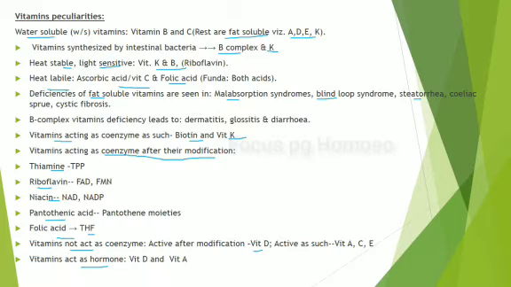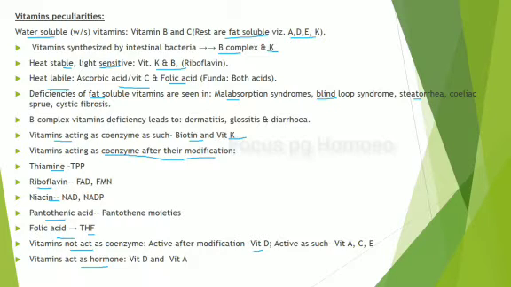Next are peculiarities of vitamins. Vitamin B and vitamin C are water-soluble vitamins. Vitamin A, D, E, K are fat-soluble vitamins. Vitamins which are synthesized by intestinal bacteria are vitamin B and vitamin K. Vitamin K and B are also heat stable and light sensitive. Ascorbic acid or vitamin C and folic acid are heat labile.